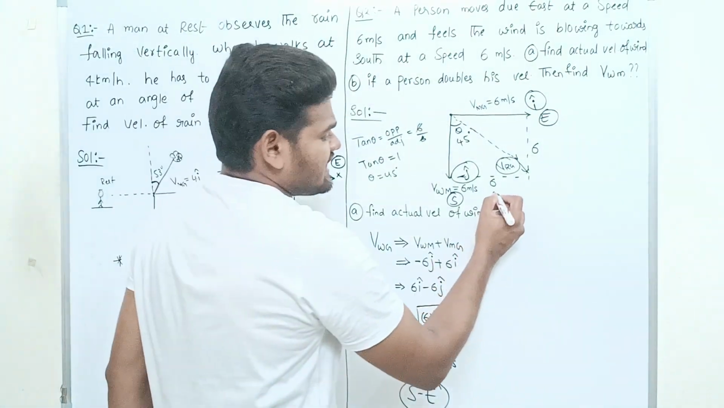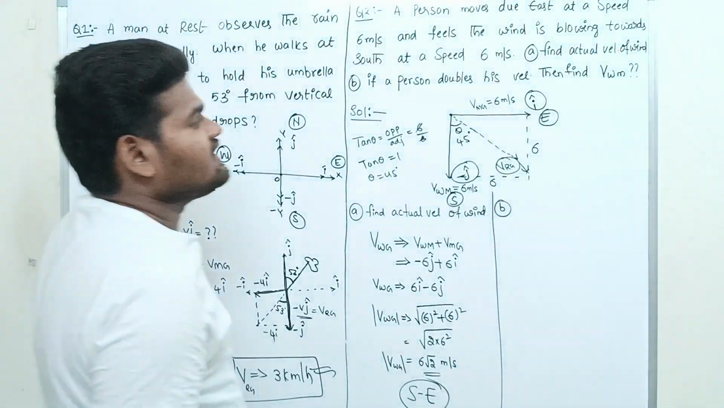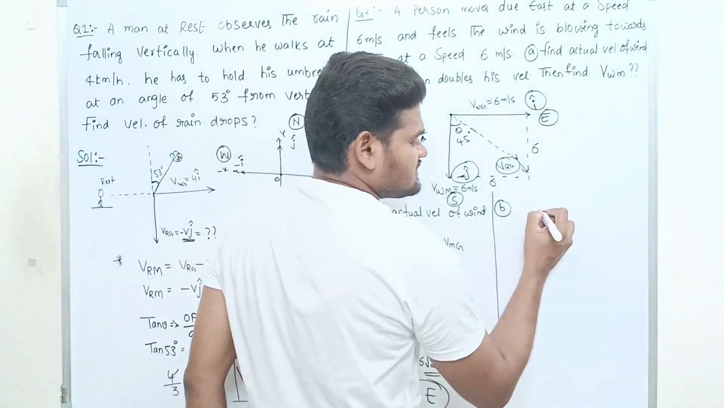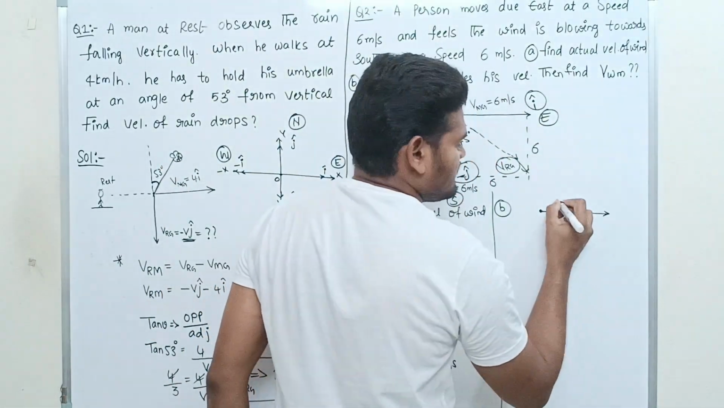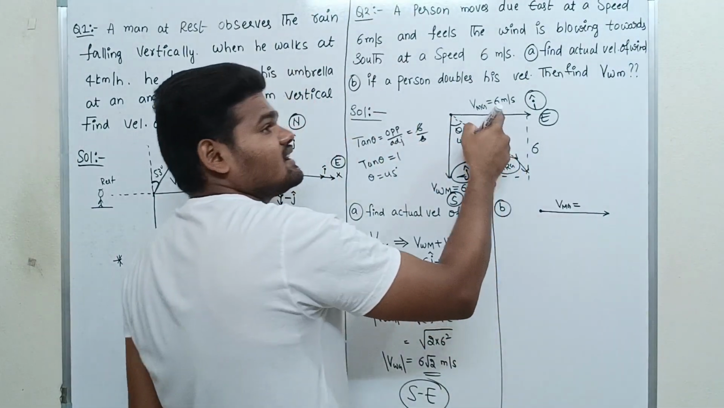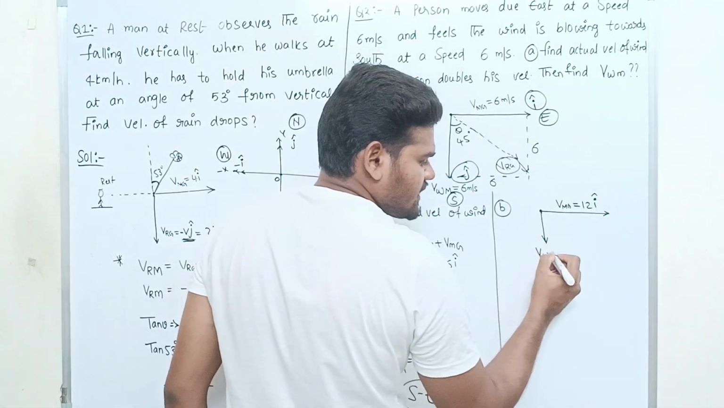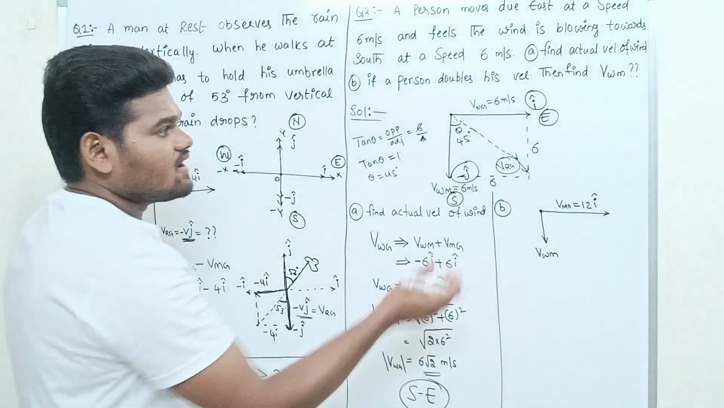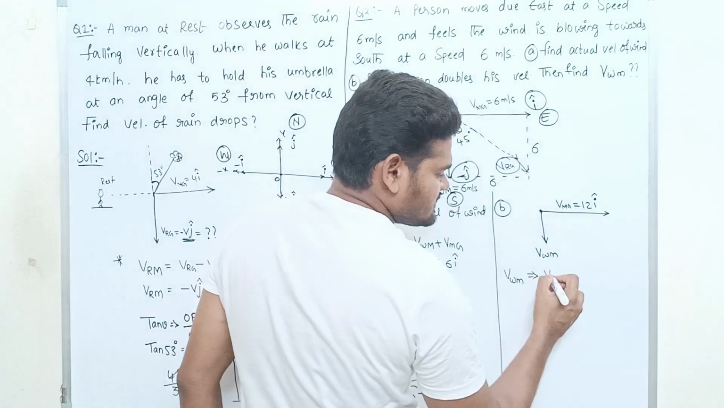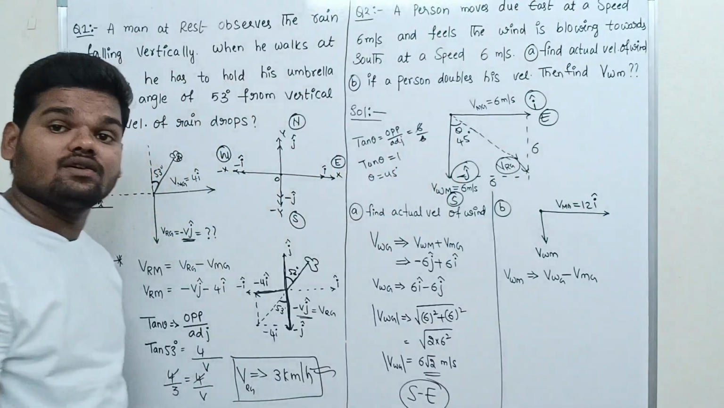Okay, what is the second question they are asking? Have a look. If a person doubles his velocity, then find the relative velocity of wind with respect to man. So what happened? In the same direction, the velocity of man with respect to ground doubles. So 6 doubled is 12 i cap, and the velocity of wind with respect to man is in this direction. What are they asking? The relative velocity of wind with respect to man equals the velocity of wind minus the velocity of man with respect to ground.